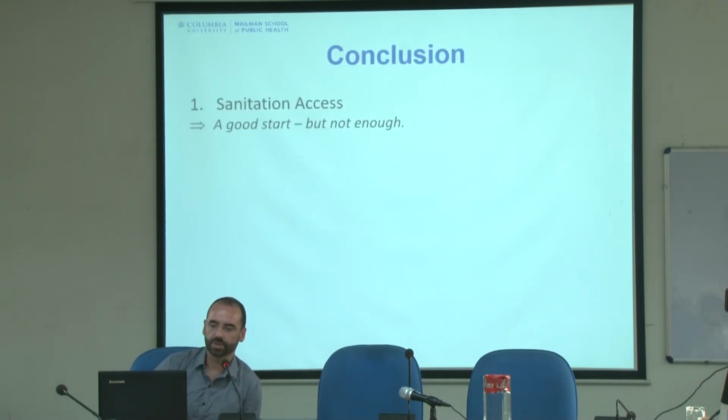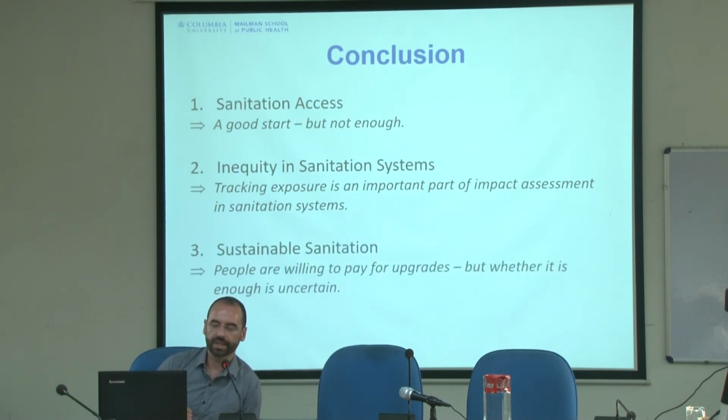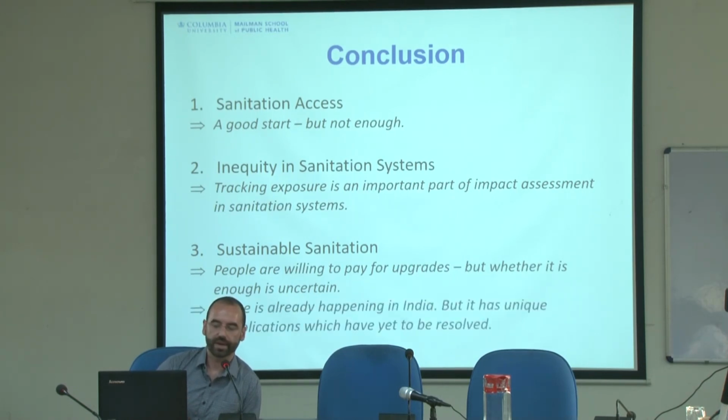So in conclusion, looking at sanitation access, we have the SDGs, which are a good start, but they're not enough. I've also presented a preliminary project on looking at inequity in the sanitation system. The goal of that is to track exposure as part of impact assessment. And looking at going towards more sustainable sanitation, first off, we're trying to look at what people are willing to pay for, and we're finding at least some positive willingness to pay for upgrades. But whether or not this is enough is uncertain. And we found through our observations that reuse is already happening in India, but it has unique complications which have yet to be resolved.